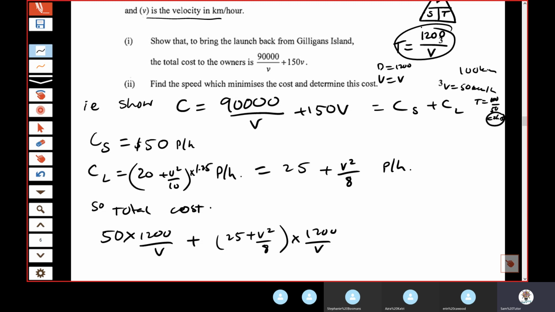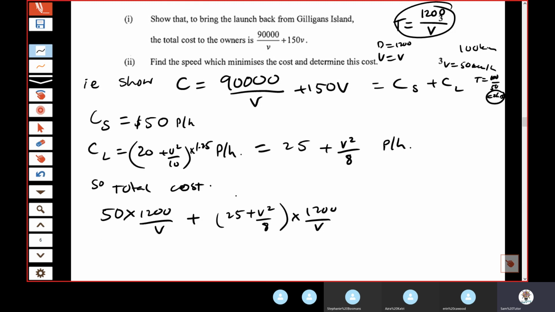You get the idea. Time is 1200 on V. Usually you've got time as 2 hours, 3 hours, 4 hours, 5 hours. It's not like that because you don't know the speed. That's all. Then once you know the time, which is 1200 on V, we're going times 1200 on V. So 50 times per hour, but how many hours did you do? You did 1200 on V hours. And same thing with this. That's 25 plus V squared on 8 times 1200 on V hours. So that gives you the total cost. And if by any stroke of luck, it should give us 90,000 on V plus 150 V.